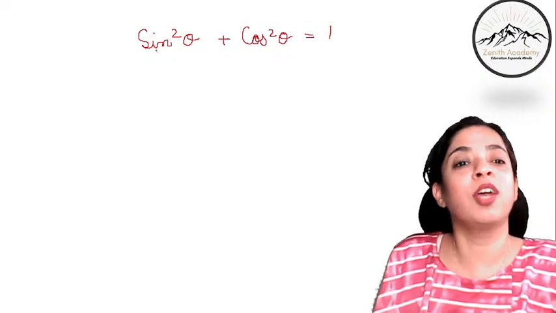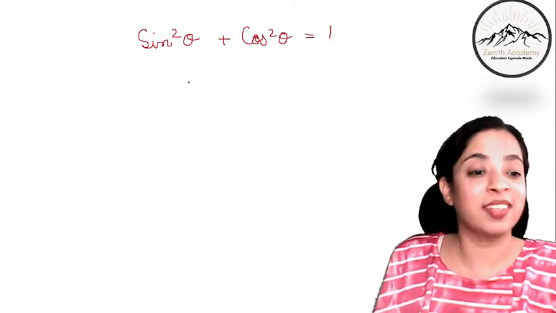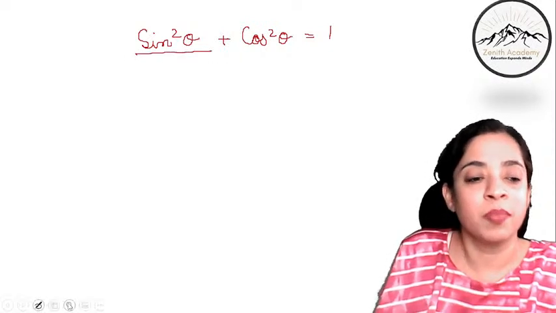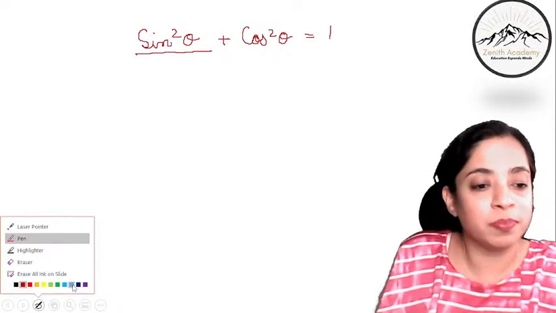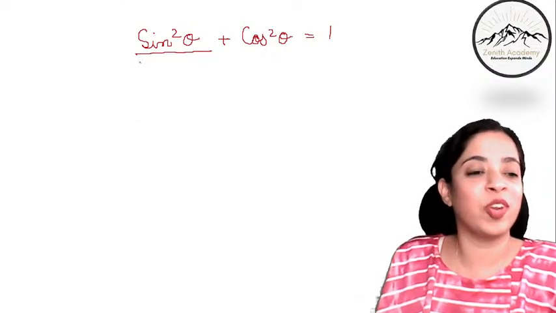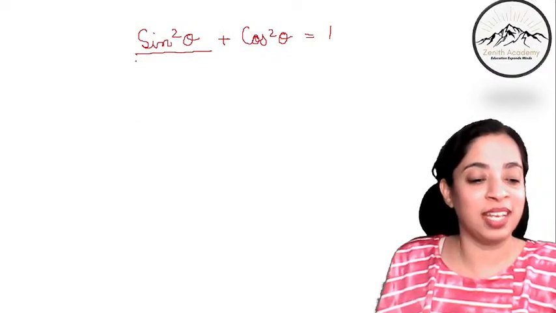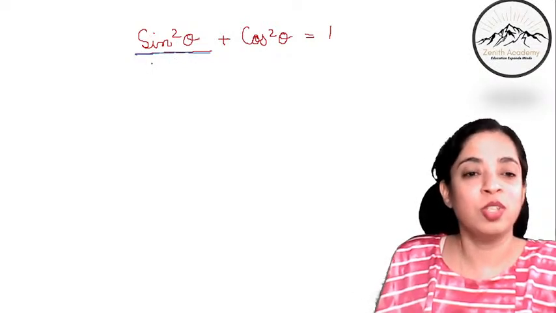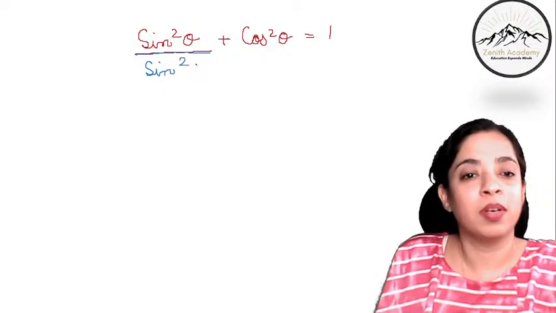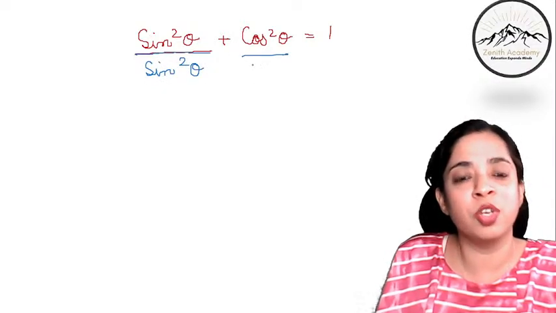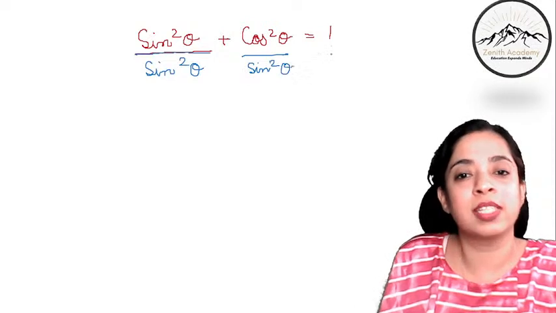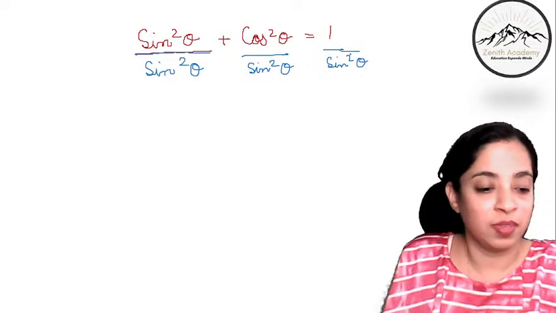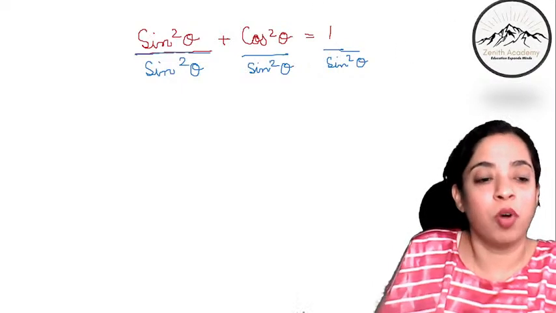So now they go to the boy's place to seek their blessings. Now every love story doesn't have a very good happy ending. The boy's family didn't like it, so they tried to divide them. The boy's place is sine, so you divide each and every term with sine square theta.